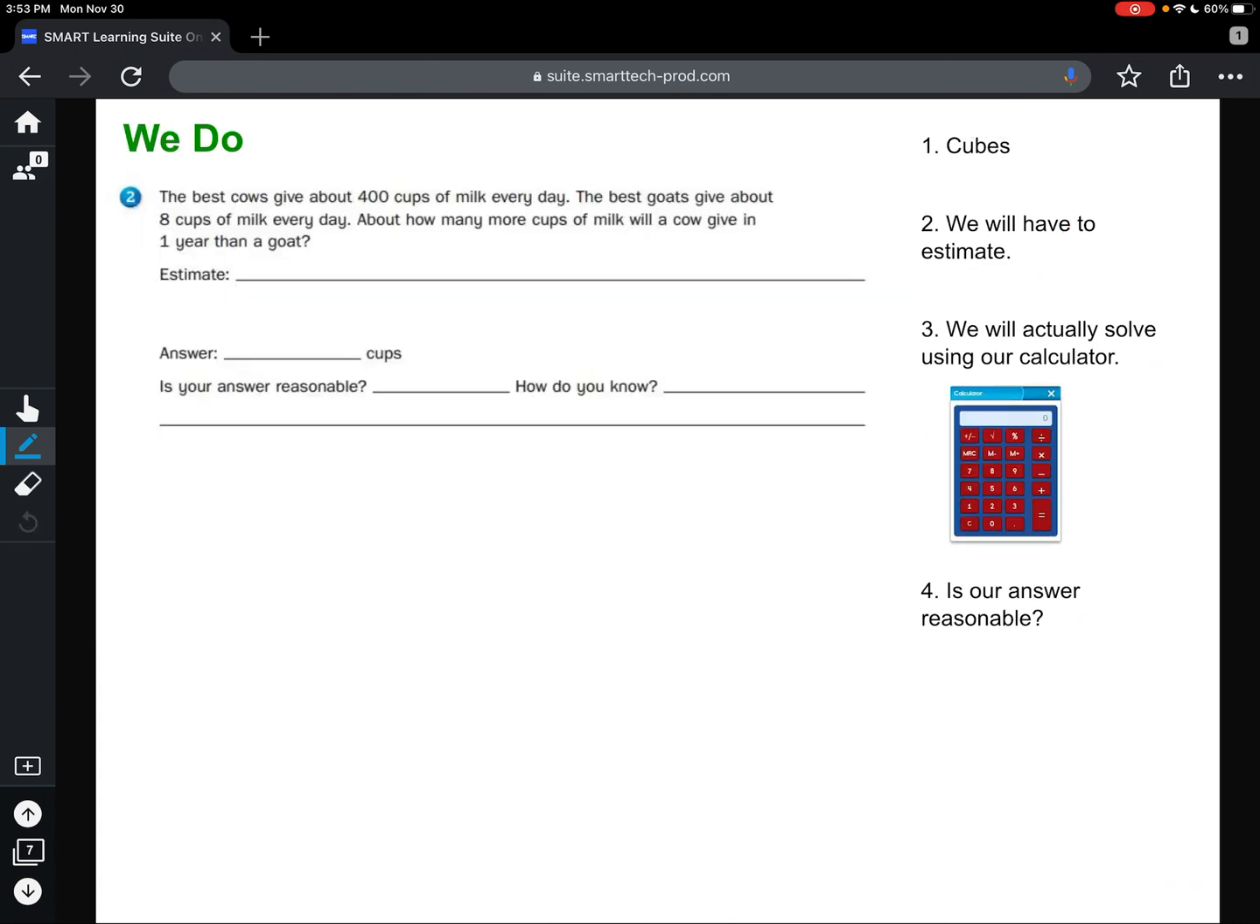Now let's take a look at number 2. Number 2 says the best cows give about 400 cups of milk every day. The best goats give about 8 cups of milk every day. About how many more cups of milk will a cow give in 1 year than a goat? So let's go back and read the problem and do cubes. You're going to do this with me as I read it aloud. So grab your pencil and you need to write and do cubes with me.